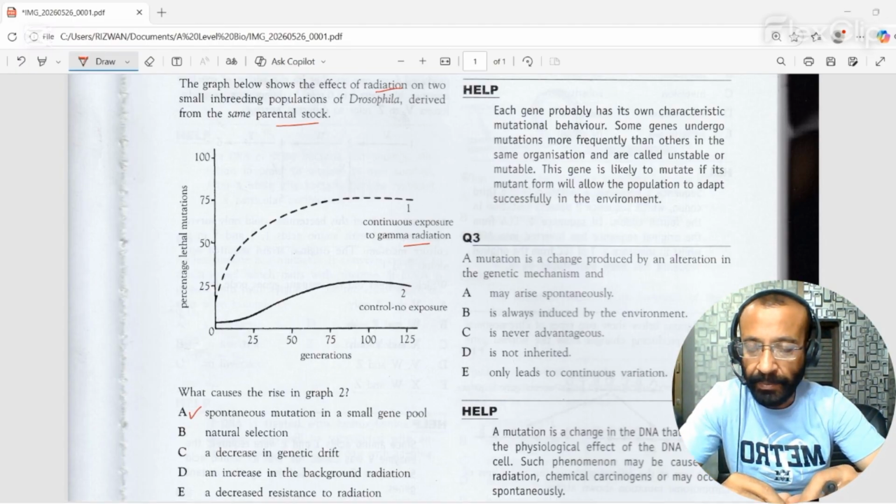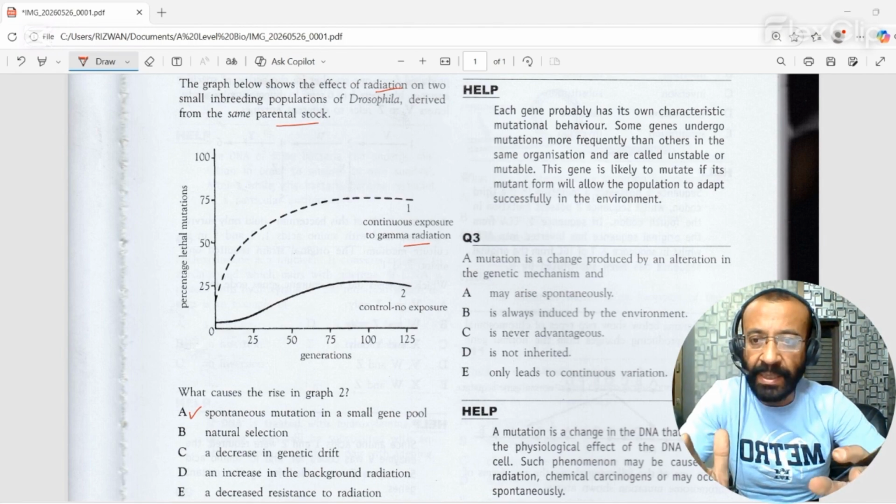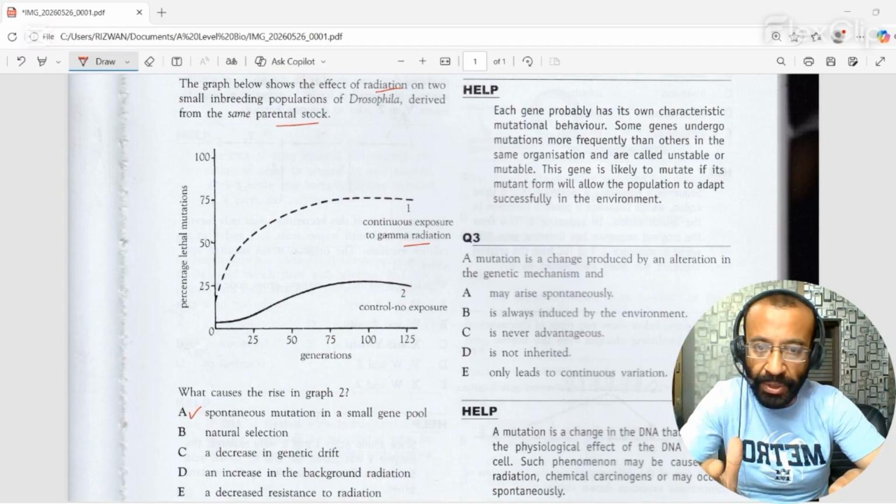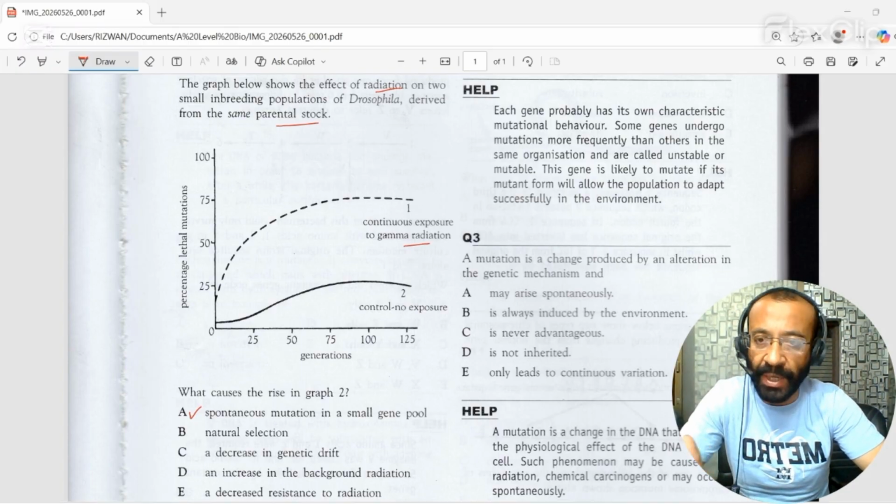The E part is incorrect because, since the control population is not exposed to radiation at all, a change in their resistance to radiation would have no impact on their mutation rates.